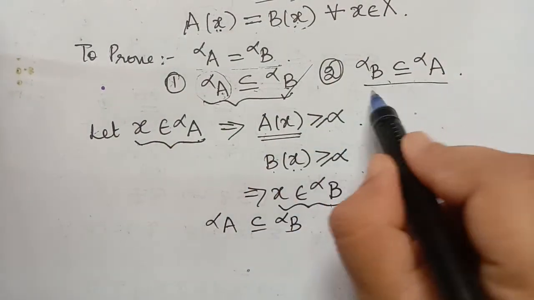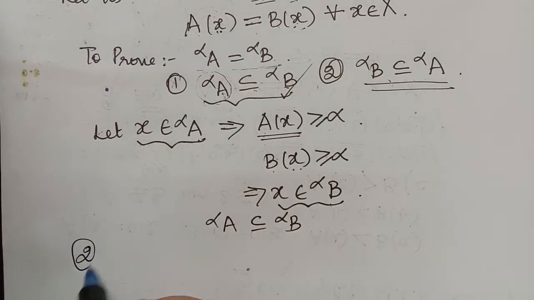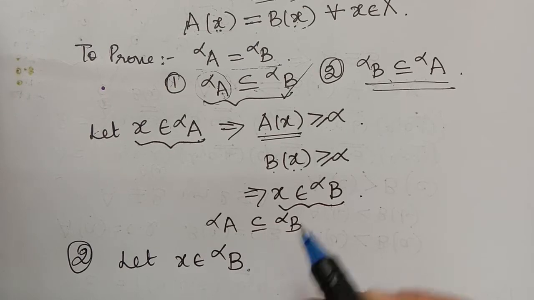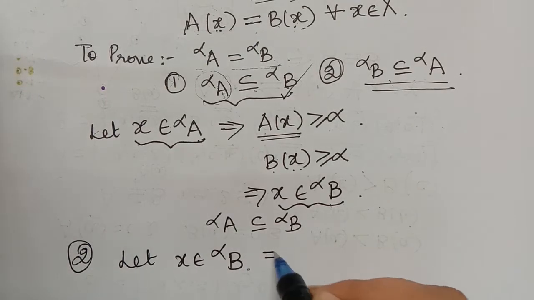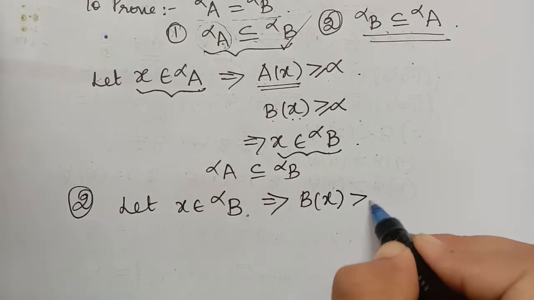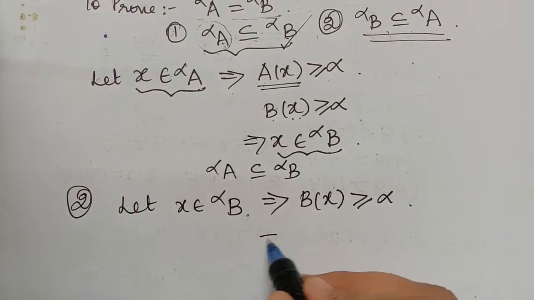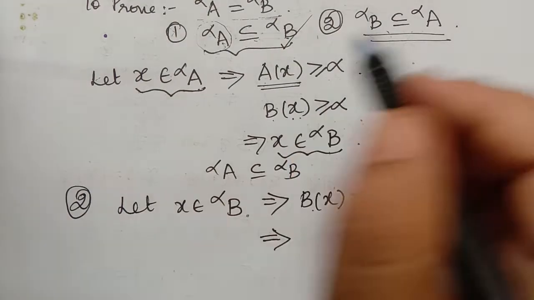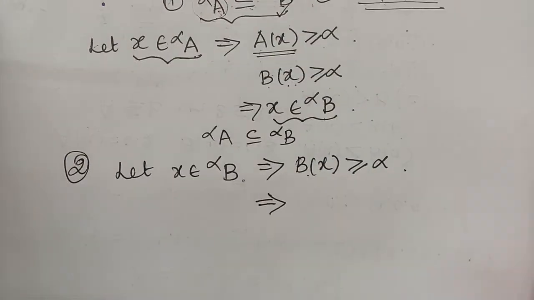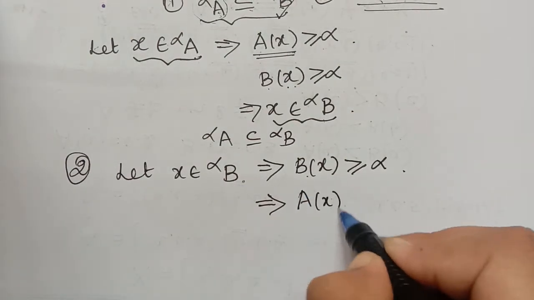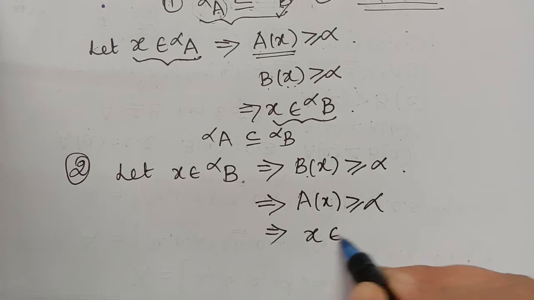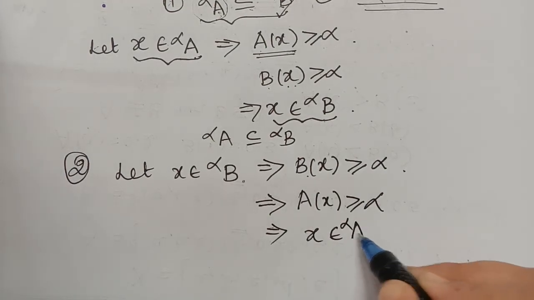Now let us prove the second one. First let us assume X to be an element of alpha cut of B. Because X is an element of alpha cut of B, by the definition of alpha cut, B of X is greater than or equal to alpha. Now because B of X is equal to A of X, we can just replace it by A of X. So A of X is greater than or equal to alpha, and this implies X is an element of alpha cut of the set A.